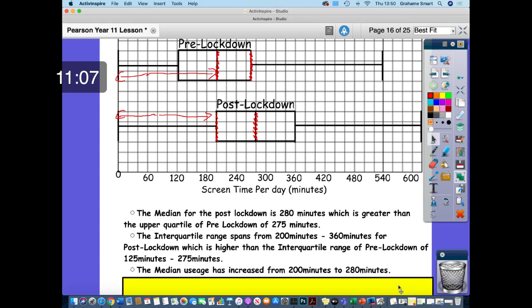And other statements you could have come up with: the lower quartile of the post-lockdown is the same as the median for the pre-lockdown. That's very powerful. It basically means 25% of the data has moved above the median for the pre-lockdown. So it's supportive of lots more screen time, people spending lots more time in front of the screen.